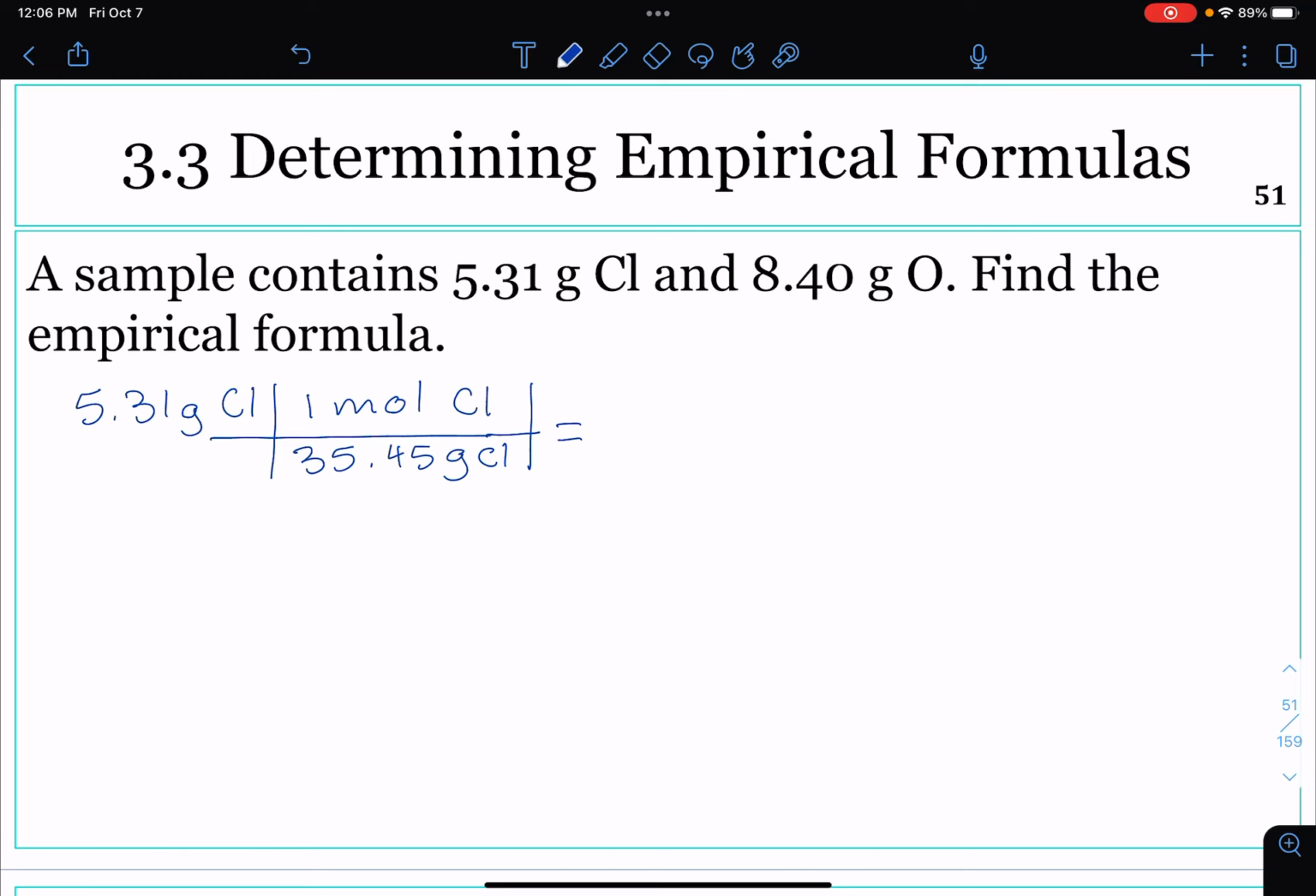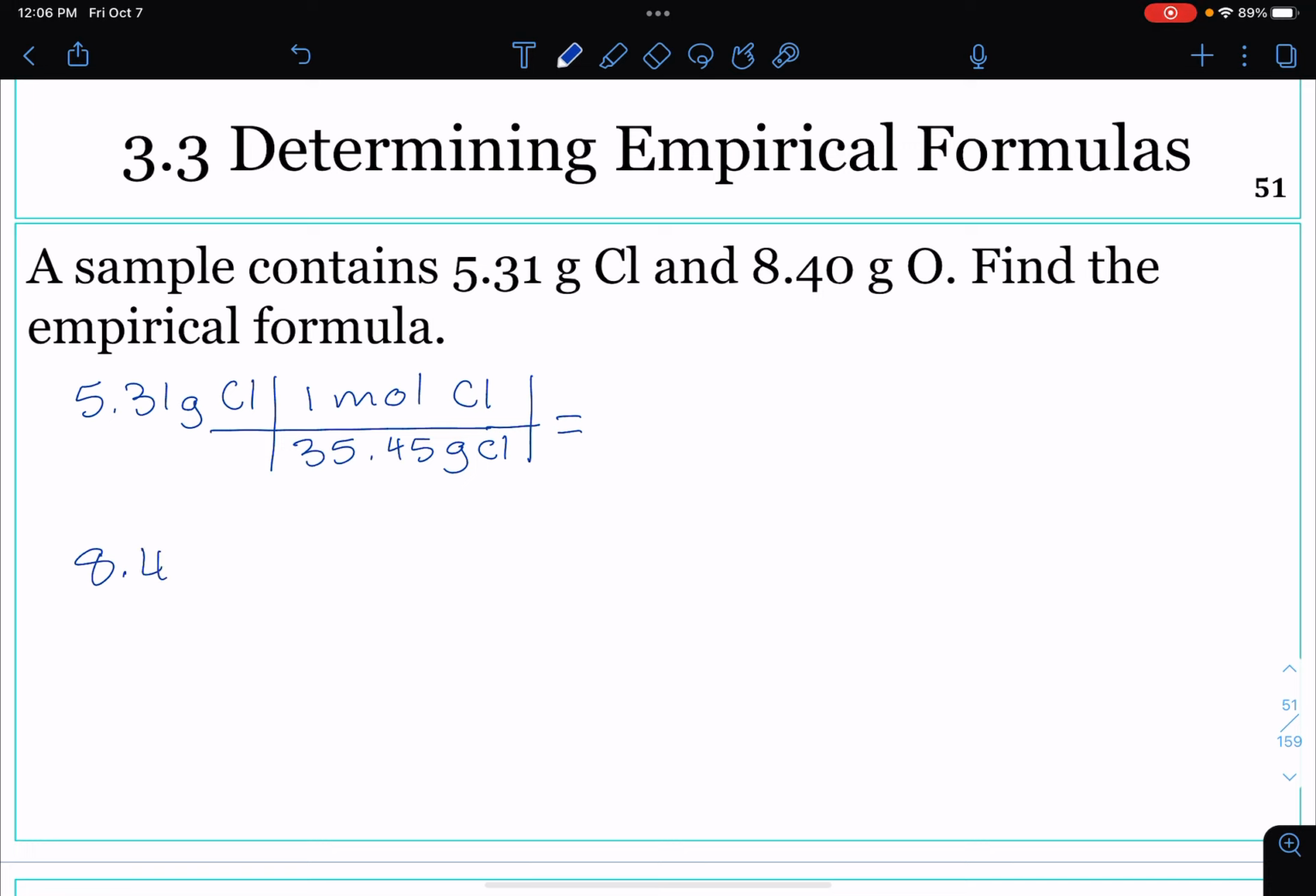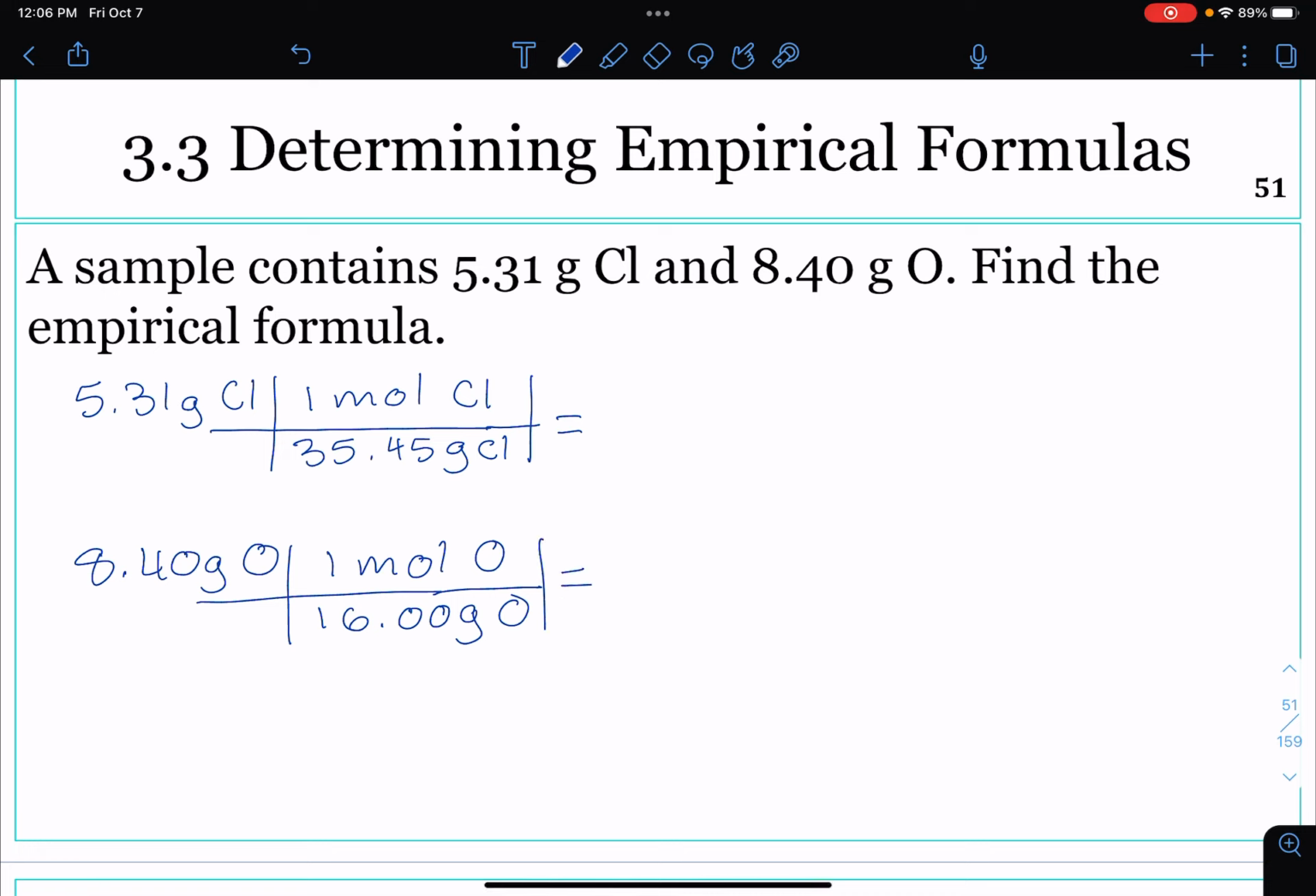And then for oxygen, we have 8.40 grams of oxygen divided by 16.00, which is the molar mass of oxygen, and we're going to put the 1 mole of oxygen on top. This comes out to 0.15 and 0.525. These are the amount of moles that we have. So technically, this is our subscripts. We've got chlorine 0.15 and we have oxygen 0.525.